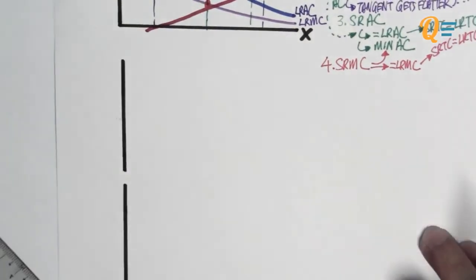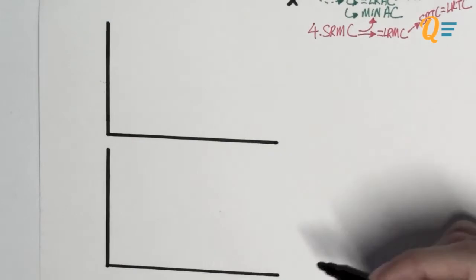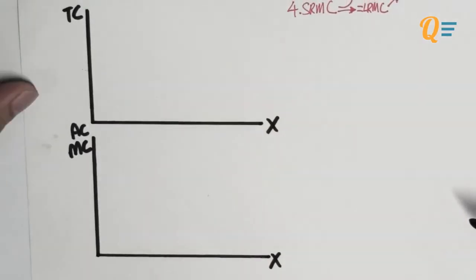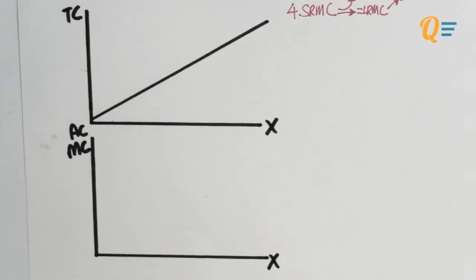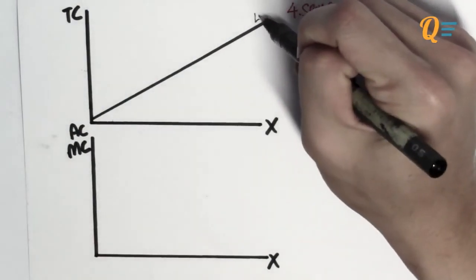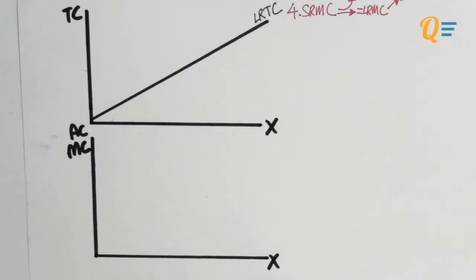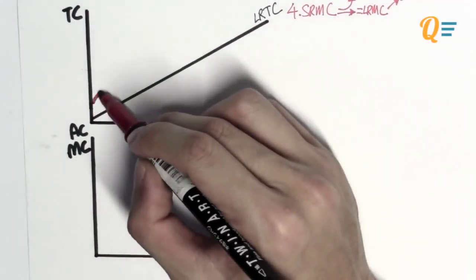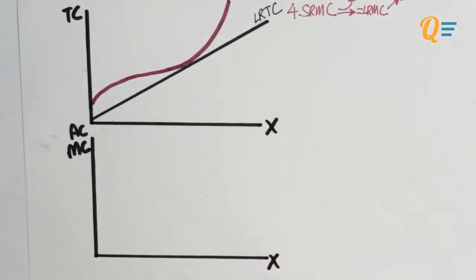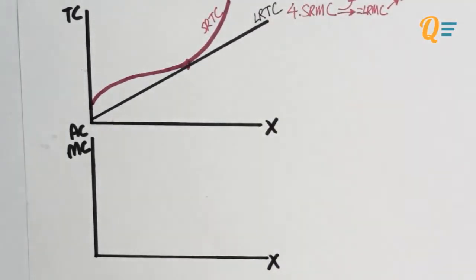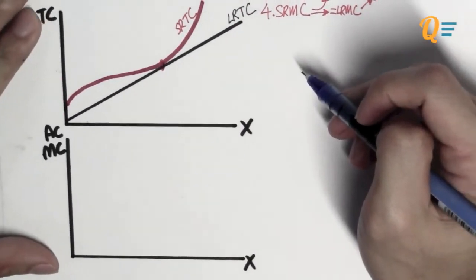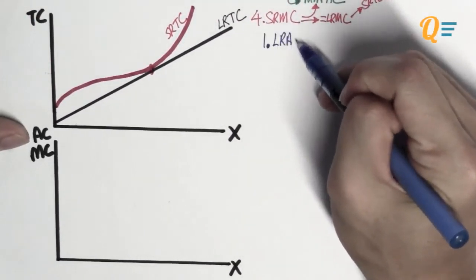So first, same thing, I'm going to draw my two sets of axes. And the long run total cost curve is going to look like this because of constant returns to scale throughout. Now, same thing, I'm going to add in my short run total cost curve, which is going to meet the long run total cost curve somewhere. Okay, so that's my SRTC. Now, the first thing that I'm going to do is look for my long run average cost.